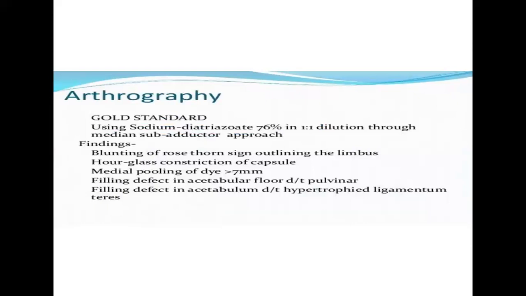Arthrography, the gold standard, using sodium diatrizoate 76% in 1:1 dilution through the medial subadductor approach. Findings: blunting of the rose thorn sign, outline of the limbus, hourglass constriction of the capsule, medial pooling of dye greater than 7 mm, filling defects in the acetabular floor, and filling defect from the hypertrophied ligamentum teres.